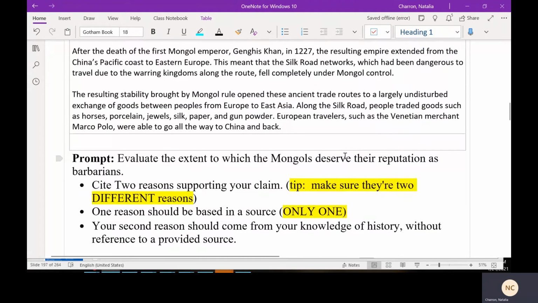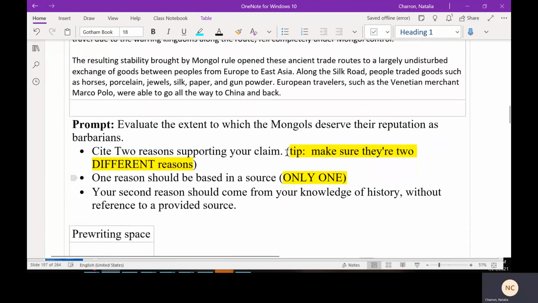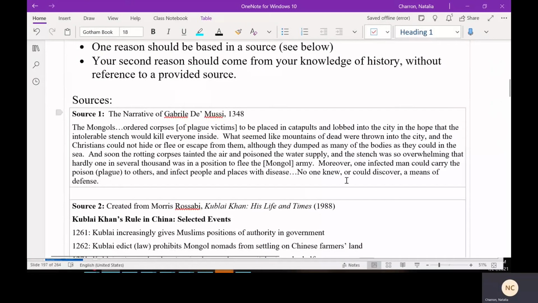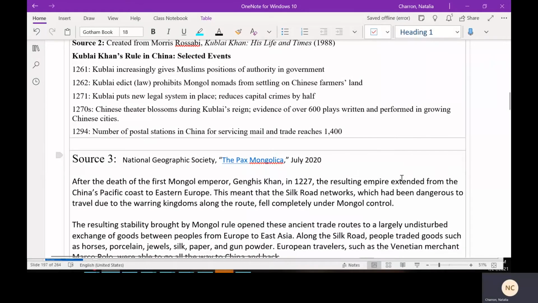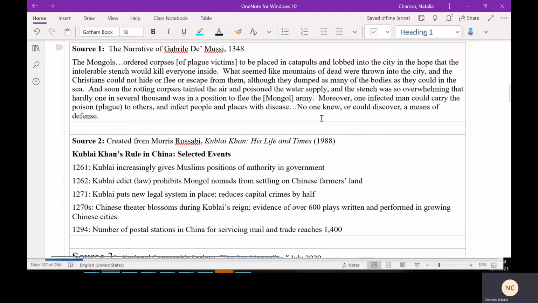Now we need to start looking for reasons. Well, the good thing about these sources is that all of them can be used to answer the question. So your next best bet is to look at these sources and spend some time reading them and see if you can find a reason, ideally two, that can help you answer the question. You can't quote the sources in both paragraphs, but you can use this information to come up with a thesis. So even without really being able to read this very much, we can tell that this is about a lot of death. So maybe they caused a lot of death.